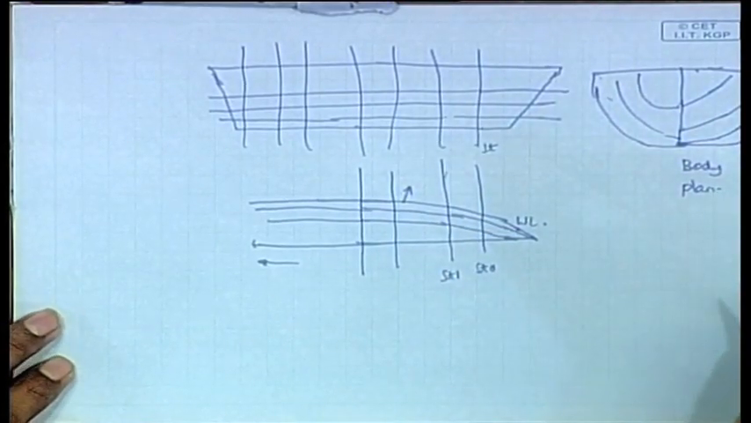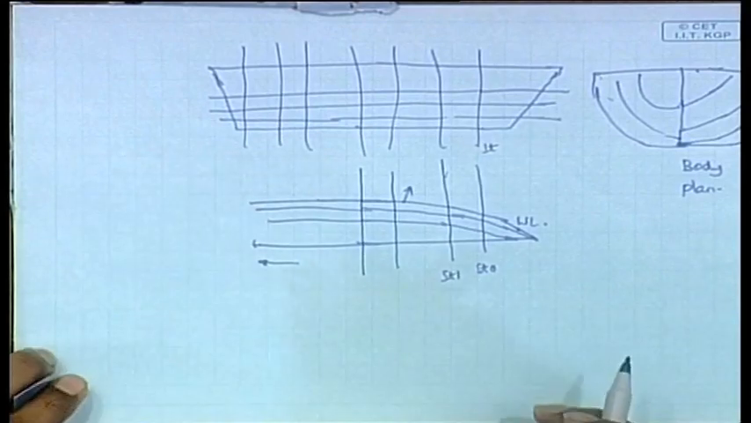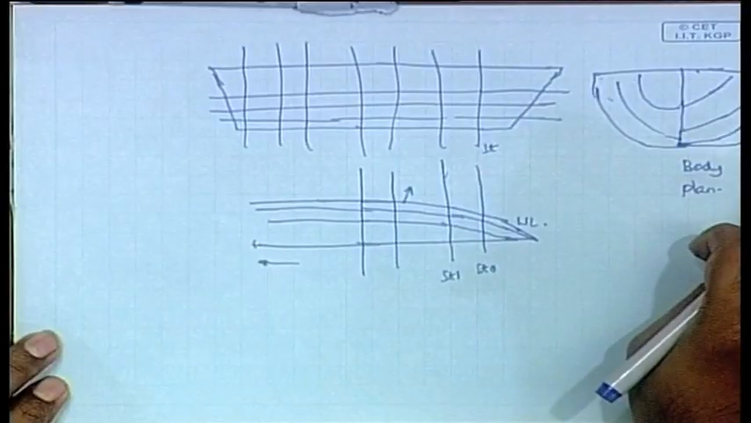Now, when you look at the body plan, you are actually looking from here. The ship is like this, you are looking from here. Now, how will the stations look? A station is a slice like this, the ship is like this. The shape of the ship is like this. So when you look from here, the station will look like this. That is what I have drawn here. So you have the different stations.